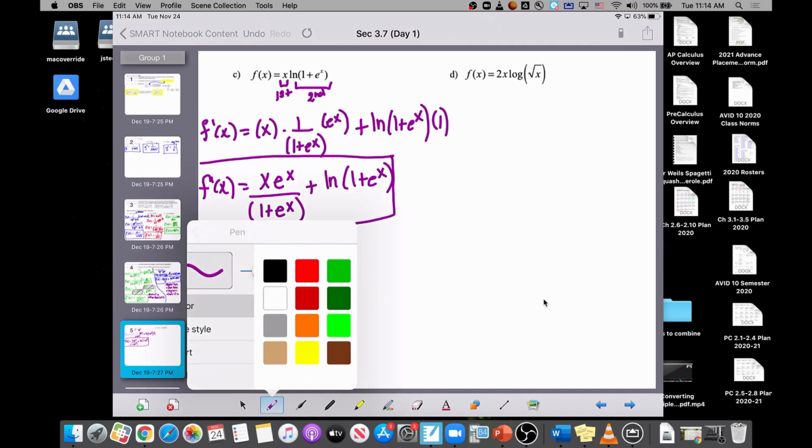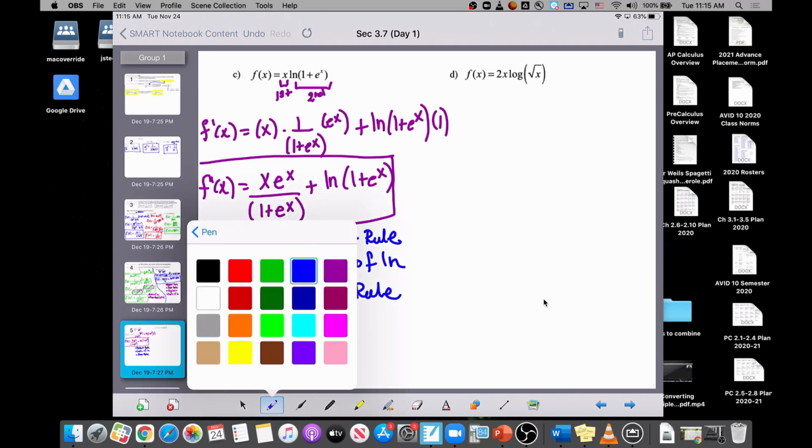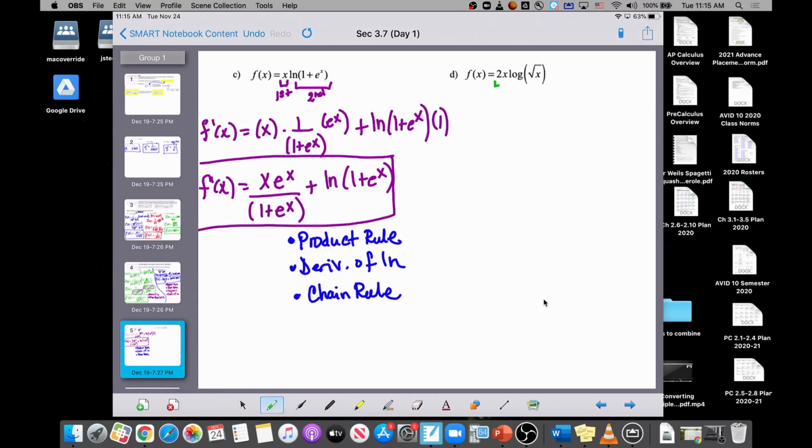And which rules did we use to differentiate that? Well, we started with the product rule. And then we did the derivative of a natural log, and we used the chain rule. All right, letter D is once again another product. So 2x will be our first function, and log of the square root of x will be our second function.